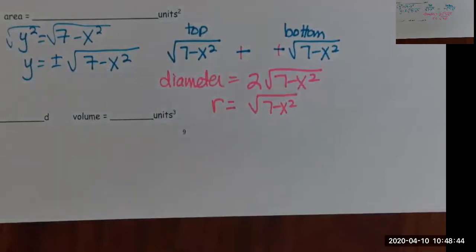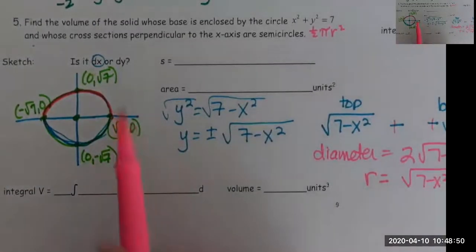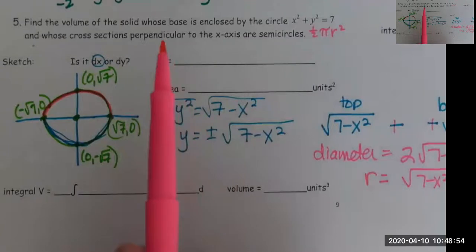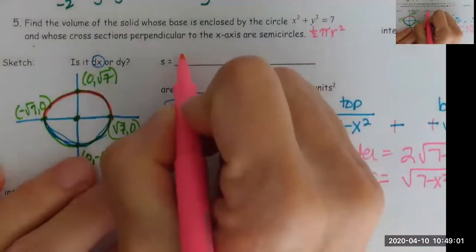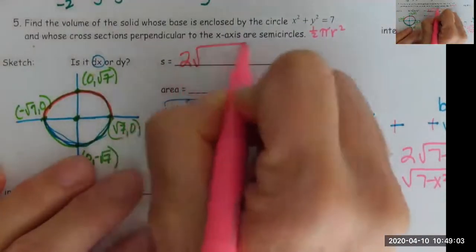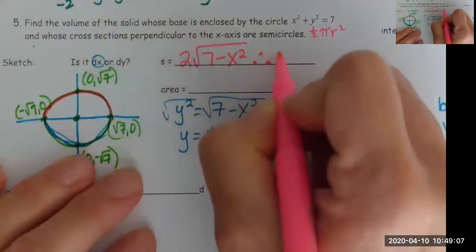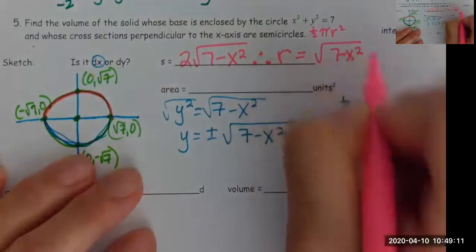You know what the radius is. You just get a letter by itself and you know what the diameter is, okay? So let's go back to the problem. The cross sections are semicircles, so we need the side, or we need that area. So the side is going to be what? The side is 2 square roots of 7 minus x squared. Therefore, the radius equals the square root of 7 minus x squared.